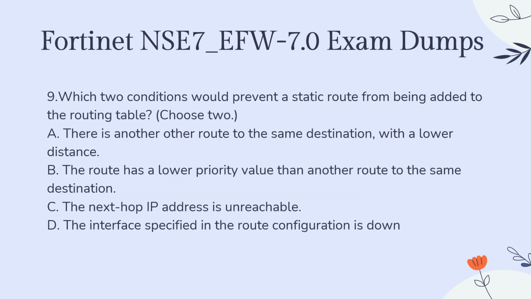9. Which two conditions would prevent a static route from being added to the routing table? Choose 2. A. There is another route to the same destination, with a lower distance. B. The route has a lower priority value than another route to the same destination. C. The next hop IP address is unreachable. D. The interface specified in the route configuration is down.